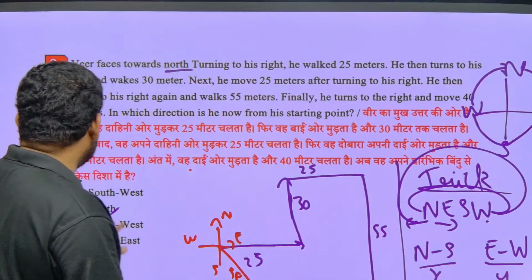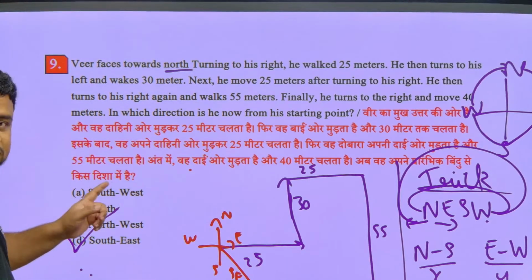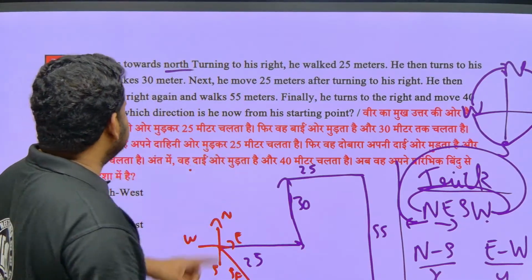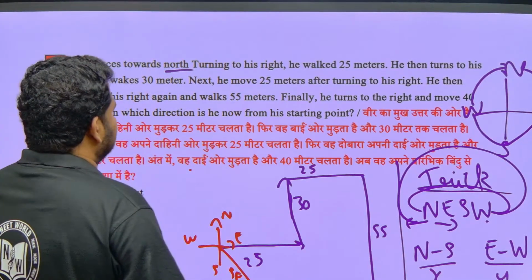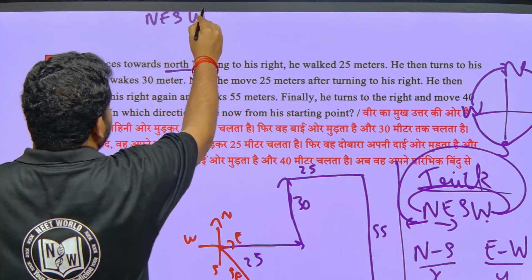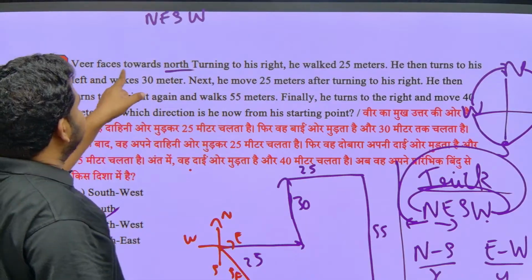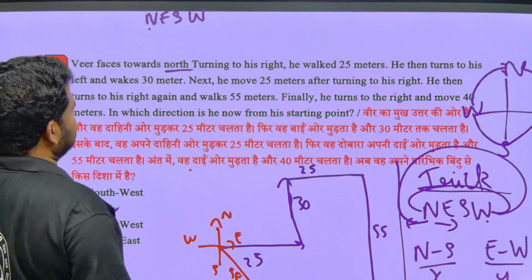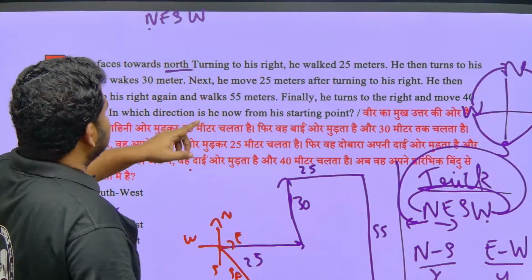Now using the trick, let us solve this question. Have a look at it. Now what they are telling, north east, southwest. I will write it here, north east, southwest. Now what they are telling is Veer faces towards north. Veer faces towards north means this is the point he is there. Turning to his right, he walks 25 meters.